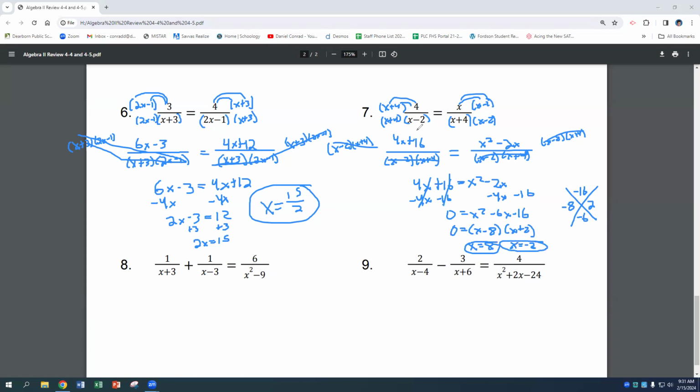Okay, if I check, I can't have a +2 or a -4. So the -2 is good, right? Because the x value I can't have on this one is a +2. That would give me a 0 in the denominator, but -2 is good. Okay. -2 is just fine.